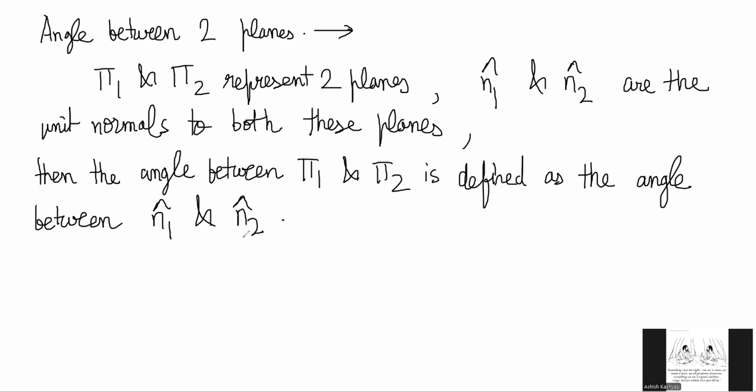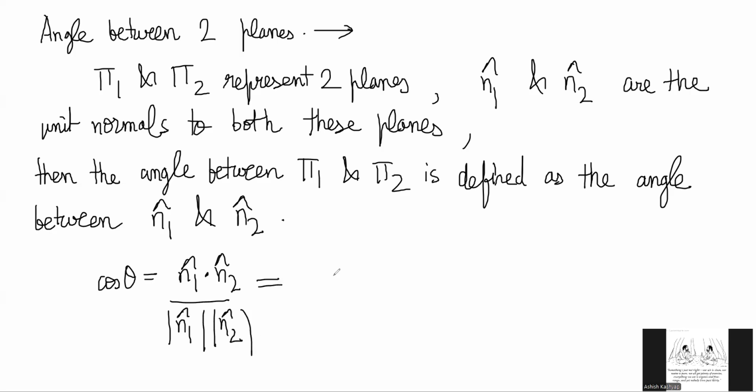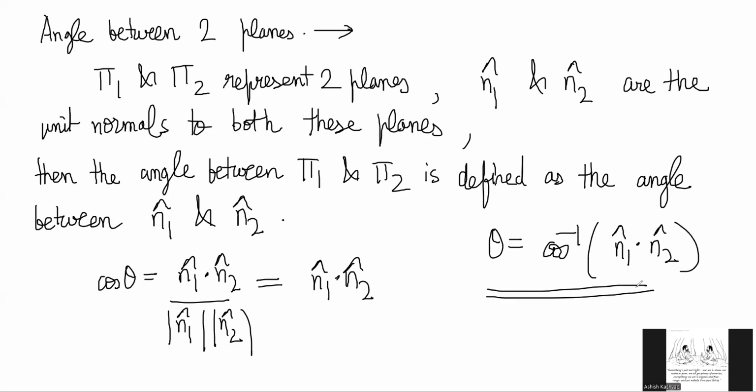So obviously, since these are unit vectors, for the angle between them cos theta is equal to n1 dot product with n2 divided by mod of n1 mod of n2, and that is obviously 1 and 1. So it is n1 dot product n2. So the angle between the planes is cos inverse of n1 dot product with n2. So the angle between the normals is the same thing as the angle between the planes, right? So that is something that you should know.